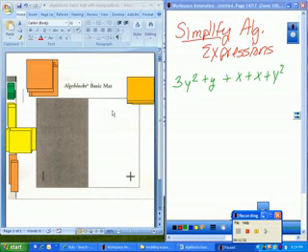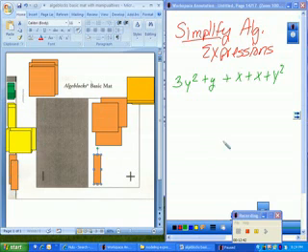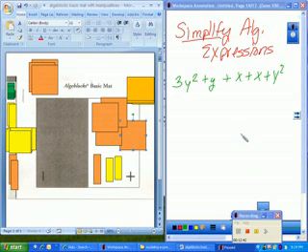Hopefully you guys have paused and you checked. I'm going to go ahead and work it now. So 3y squared. That means I'm going to take 3 of my y squareds and put them on the positive side, plus y means I'm going to take 1 y over to the positive side, plus x means I'm going to add an x right there, plus another x, plus y squared. So I'm going to add another y squared.